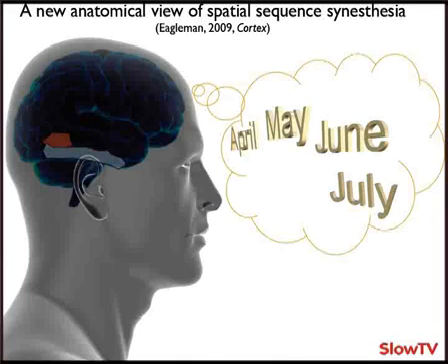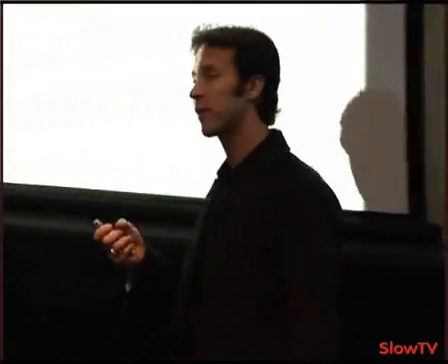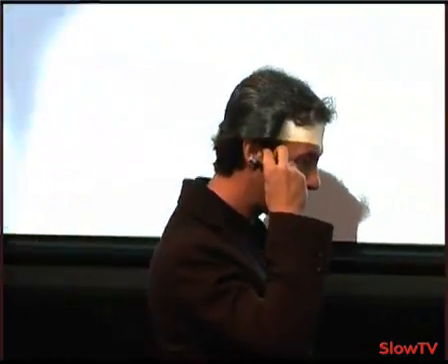And so what this gives us is a new anatomical view, where this on the right side of the brain is the part that cares about overlearned sequences. That happens to be right next to the parts of your brain that care about objects. It cares about objecthood. And what appears to be happening in spatial sequence synesthesia is that these ordinal sequences get tied right into this notion of objecthood. It's like it becomes a reified thing. It becomes an actual object for the person.